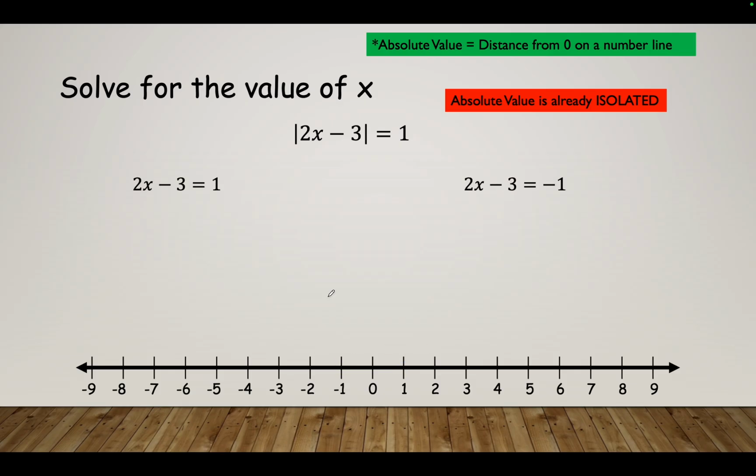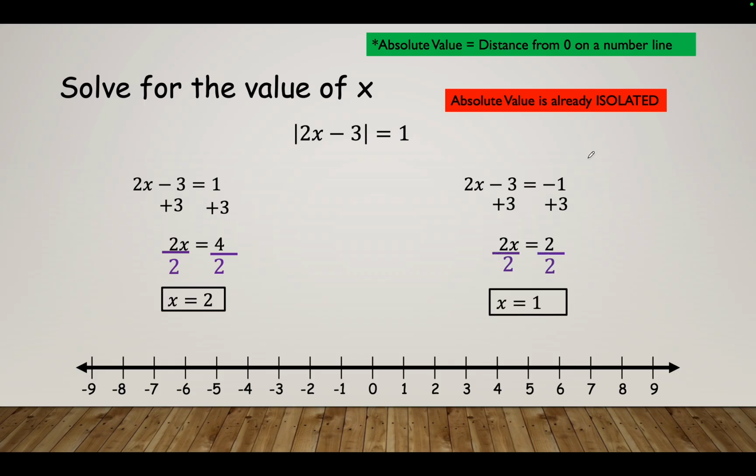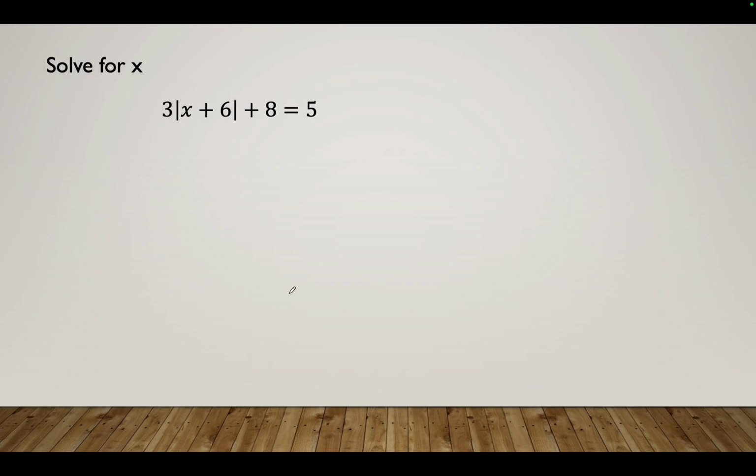So we set 2x minus 3 equal to positive 1 and 2x minus 3 equal to negative 1. And let's solve each one. Add 3, divide by 2, we get x equals 2. Add 3 to both sides, divide by 2, and we get x equals 1. These two solutions would satisfy this absolute value. If we plug them back in, 2 times 2 is 4, 4 minus 3 would be 1, absolute value of 1 is 1. If I put a 1 in here, 2 times 1 is 2, minus 3 would be negative 1, and the absolute value of negative 1 would be positive 1, so both solutions would check out.